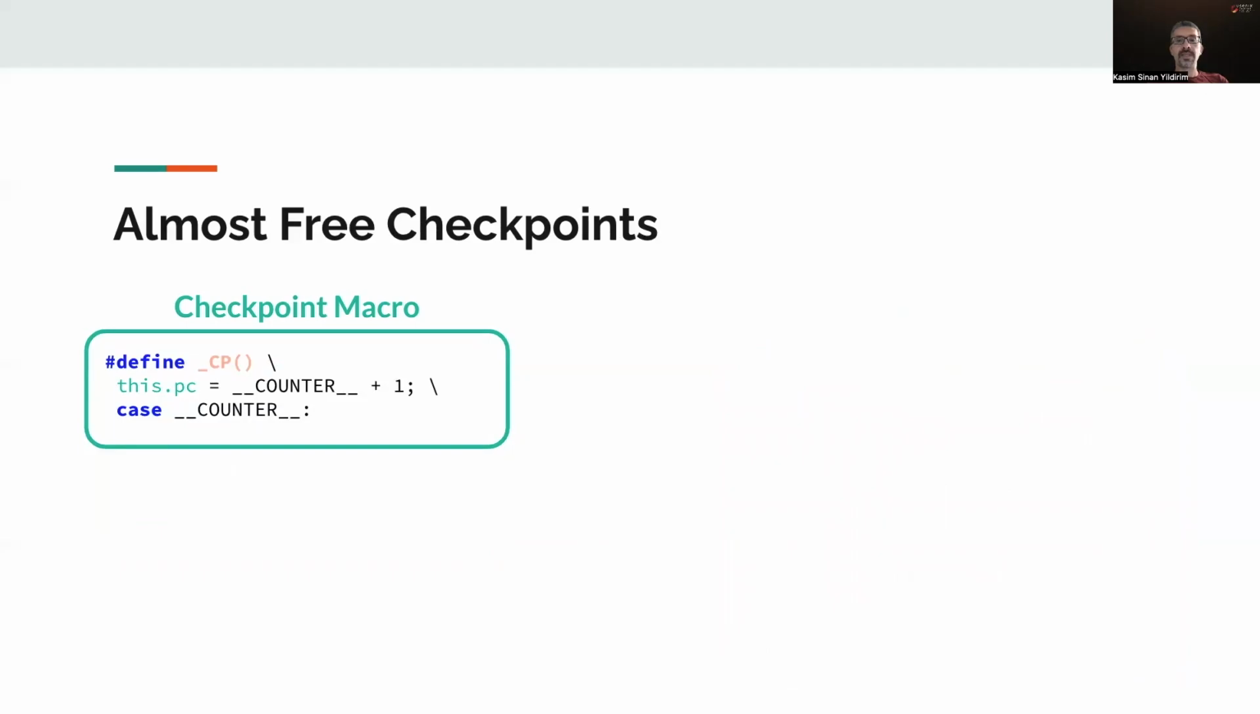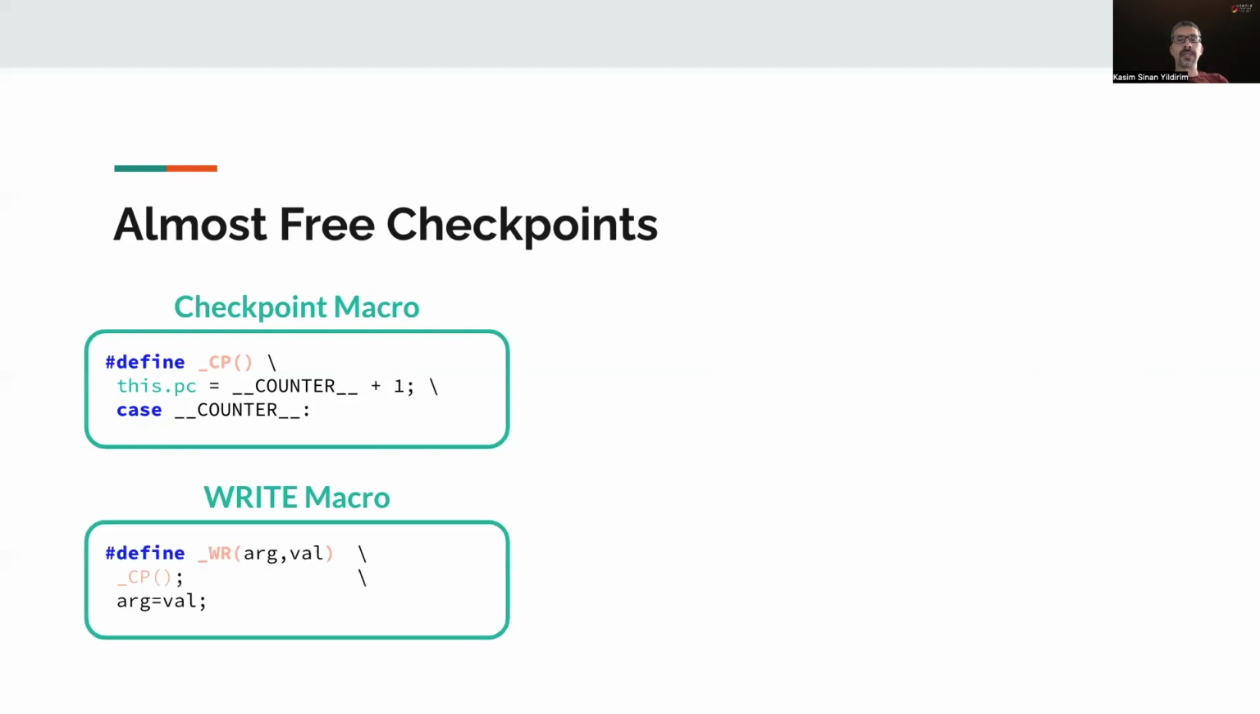The first macro is the CP, or checkpoint, that implements checkpoints. We implemented the core checkpoint code as inserting a new case statement to the switch case block that forms the thread body. The program counter field of this structure is also updated accordingly.